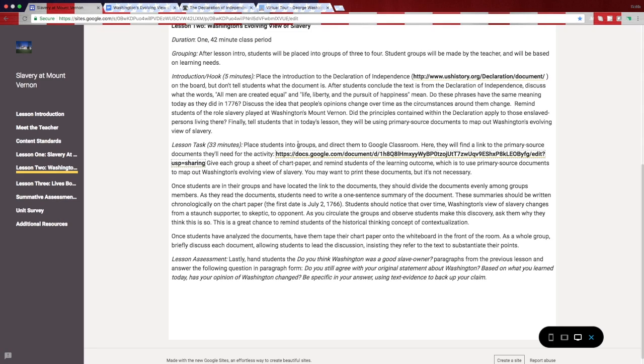Now, once we get done analyzing those and we talk about all of that and students make that connection, something that's called contextualization, what was going on at the time when this primary source was written, I'm going to hand that assessment from the previous lesson back out. Was George Washington a good slave owner? And then, as you can see here, I'm going to ask them the question, do you still agree with your original statement about Washington? Based on what you learned today, has your opinion of Washington changed? Be specific in your answer, using text evidence to back up your claim.